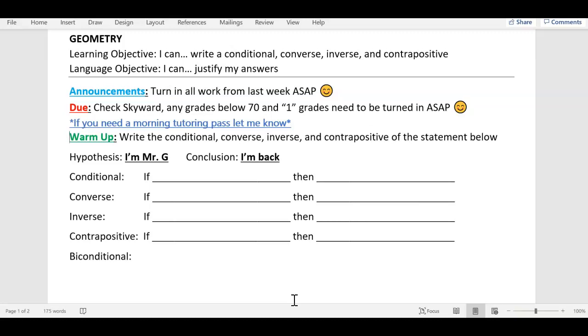First thing, a conditional statement. We talked about the magazine thing. Conditional is if blank, then blank. And the blanks are the hypothesis and the conclusion. Does everyone see I gave it to you? The first hypothesis is I'm Mr. G. The second, the conclusion, is I'm back. So for the conditional, you're just going to fill it in: if I'm Mr. G, then I'm back. Let's just write that down.